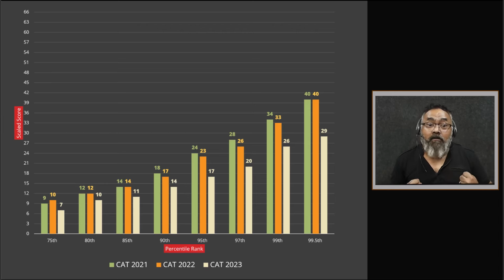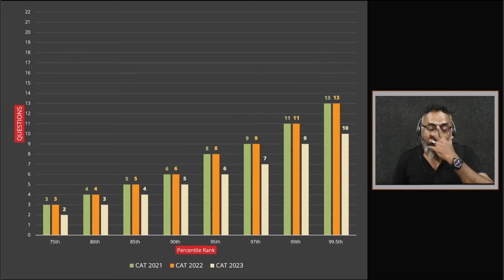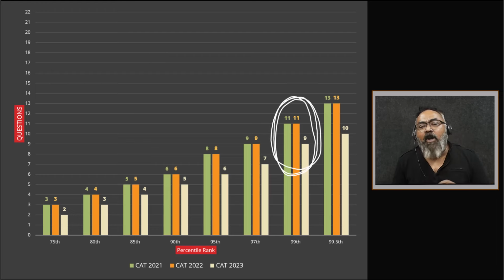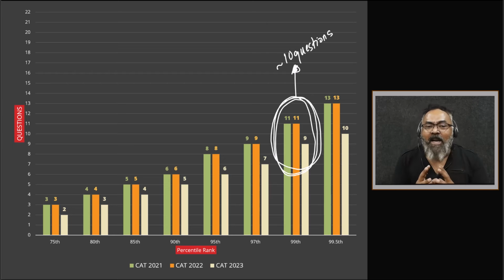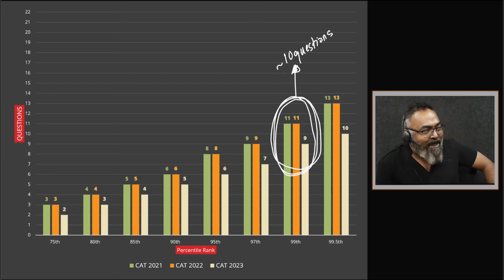But we have to care to the extent of how many questions I should get correct. Now, since each question carries 3 marks, we can look at this. These are the number of questions, right? So if you want to hit about 99 percentile, looking at the last 3 years trend, we are looking at about 9 to 11 questions net correct, about 10 questions. It could be 11, it could be 9, around that range. 10 questions out of 22 questions, which means I can actually skip 12 questions.